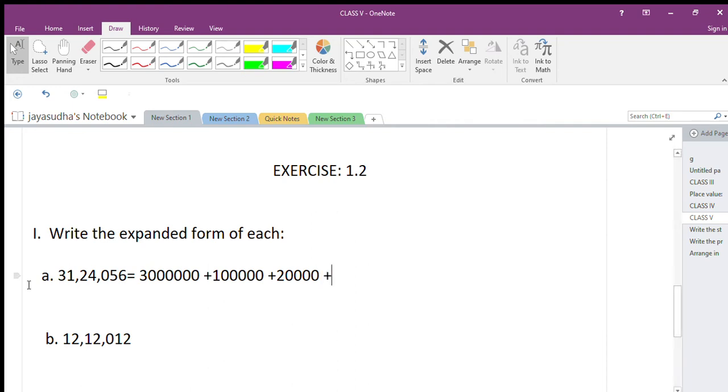What is the next digit? After 2, the digit 4. So you have to write 4. After 4, how many digits? 3 digits. So you have to put 3 zeros. Then what is this number? 4,000. Then after 4, what is this number? There is 0. So that hundreds place is 0. So you have to write only 0.